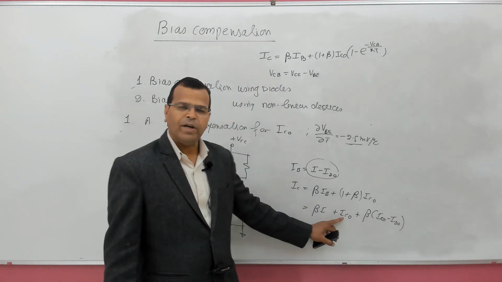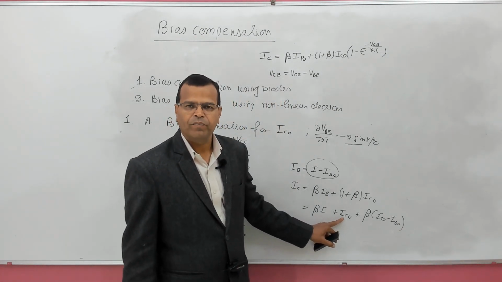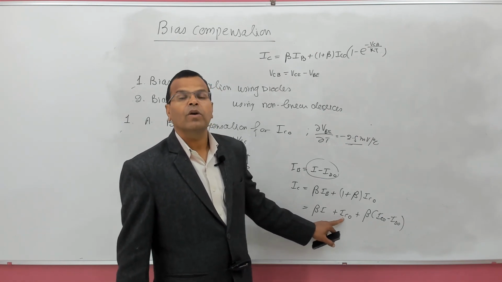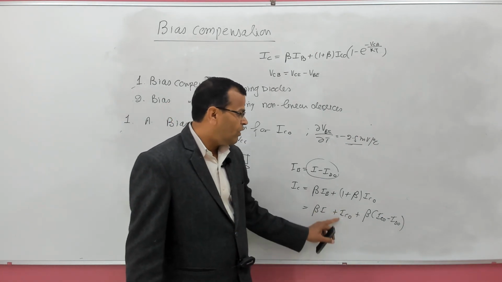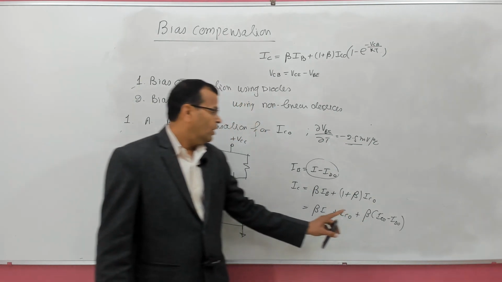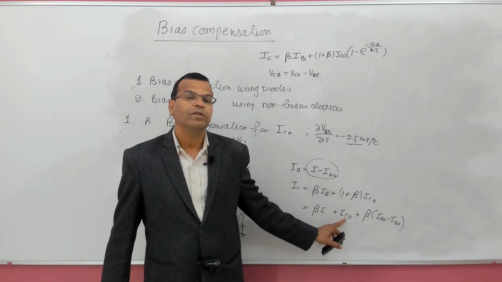IC naught is in nanoamperes for germanium and microamperes for silicon. When IC naught is of the order of nanoamperes, it will not make a difference, but when you multiply it by beta, it will make a difference. But IC naught is in microamperes for silicon.